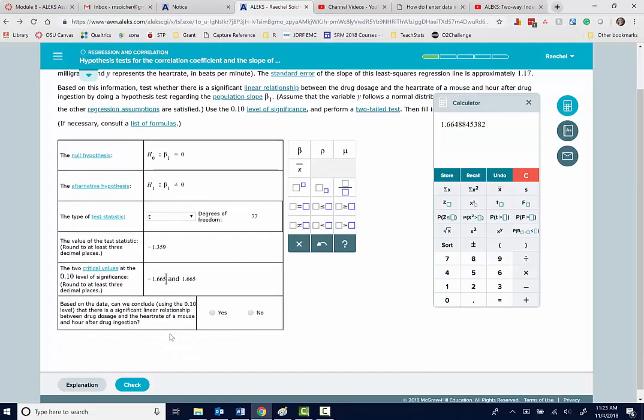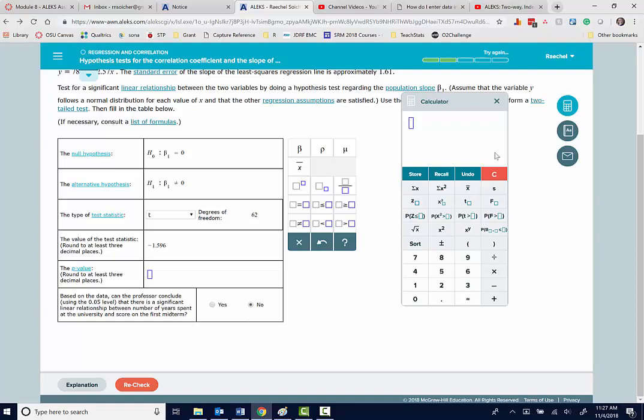It says, based on these data, can we conclude, using this 0.1 significance level, that there is a significant linear relationship between drug dosage and the heart rate of a mouse an hour after drug ingestion? Basically what we have to figure out is whether our test statistic is greater than the cutoff values. In this case, it is not, so we would say no.